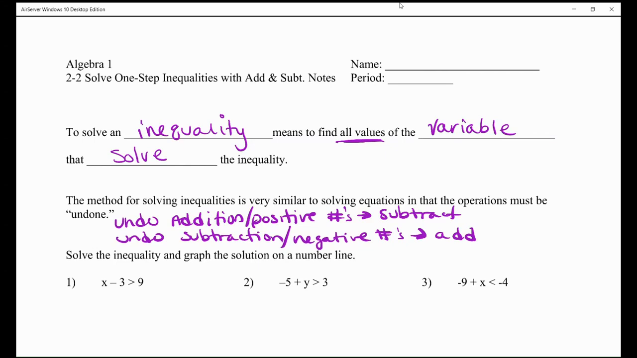These are the notes for 2-2, solving one-step inequalities with addition and subtraction. To solve an inequality means to find all values of the variable that solve that inequality. The method for solving inequalities is very similar to solving equations, in that operations must be undone. And to undo addition or positive numbers, we want to subtract. To undo subtraction or negative numbers, we want to add.